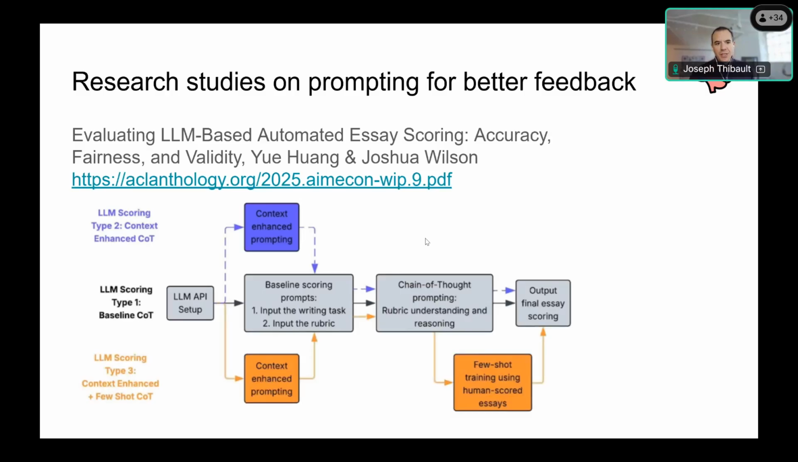A second research study that I found in the course of setting this up with Marcus: I've been taking a deeper dive into the contextual information for how to send this information to solicit the best score directly from ChatGPT. And so there is some great research out. This is a very recent journal article evaluating large language model based automated essay scoring. So this is very specifically taking a scoring perspective, but feedback is generally included as well when you think of the scoring overall. And they looked at accuracy, fairness, and validity, from Huang and Wilson.